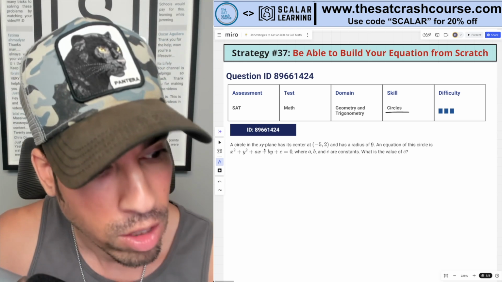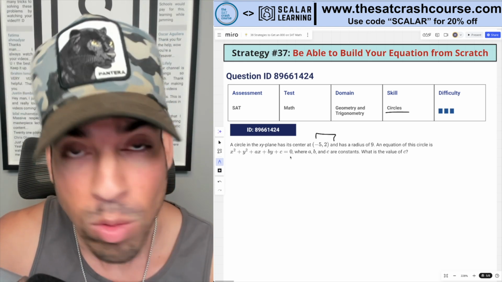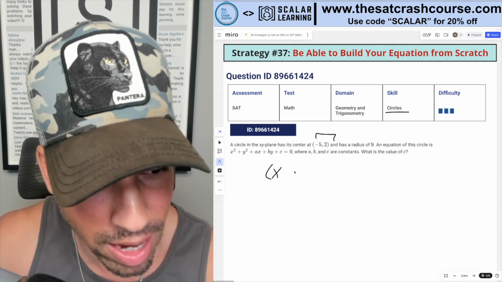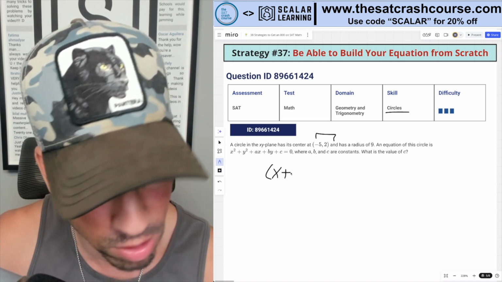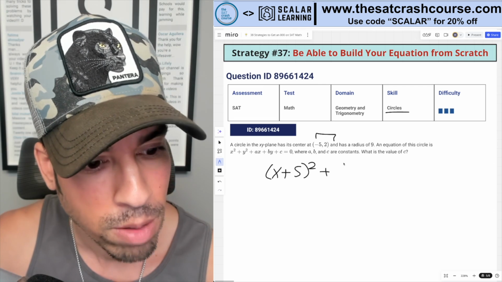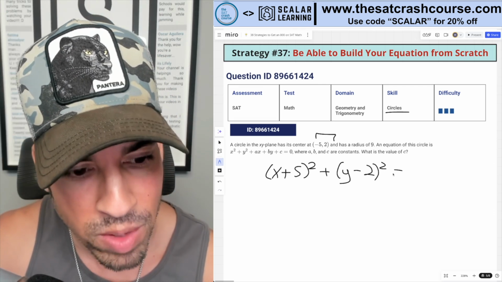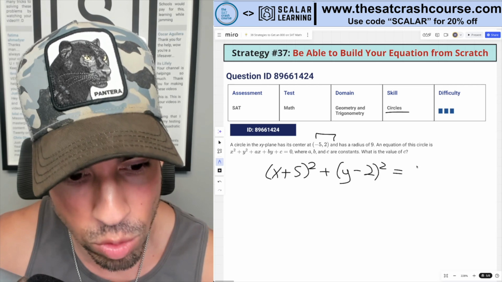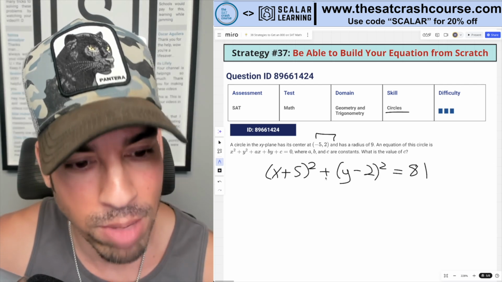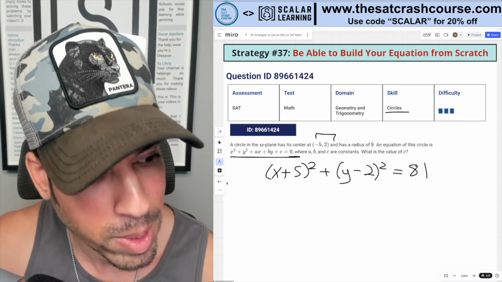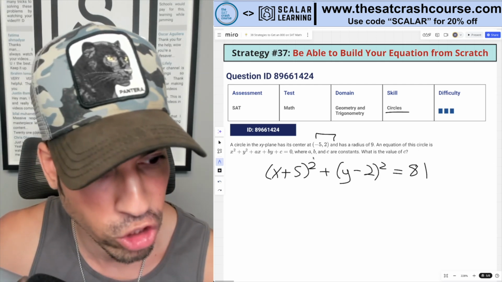So check this out. A circle has a center here. Well, I know my standard equation of a circle is going to be x minus the x value of the vertex, x minus -5 is plus 5, squared plus y minus the y value of the vertex, which is 2, squared, is equal to the radius squared. 9 squared is 81. Now I've got my full-on equation of the circle, and it's going to be the same as this, because this is also purportedly the equation of the circle.